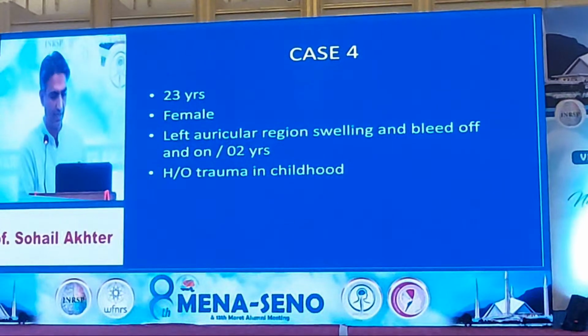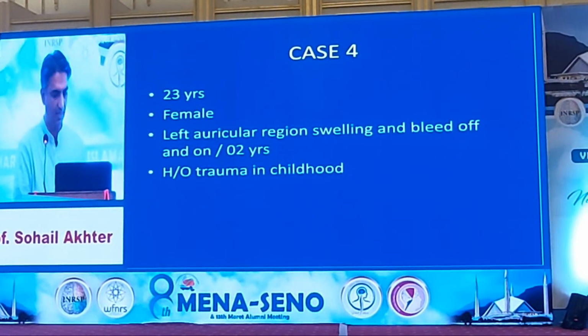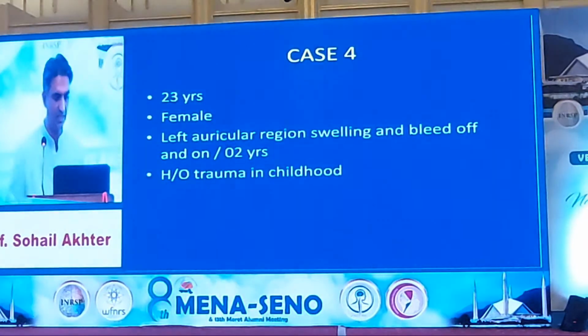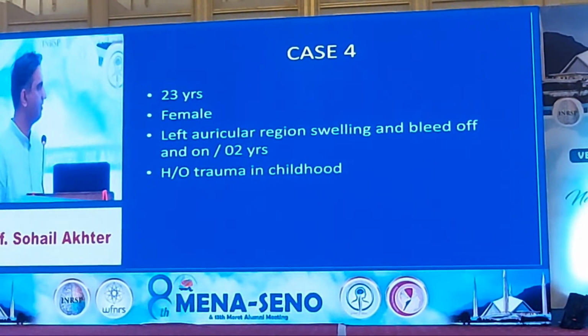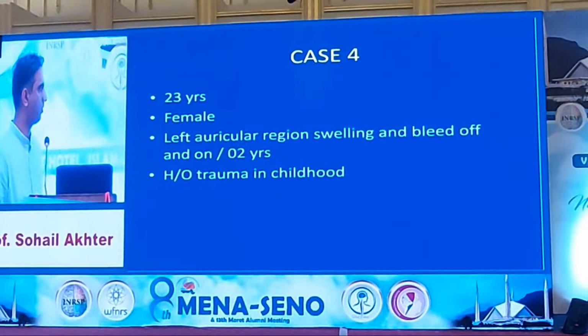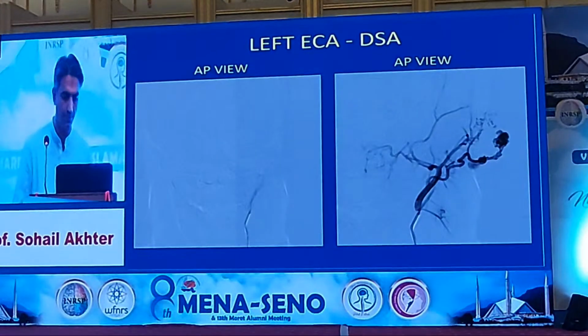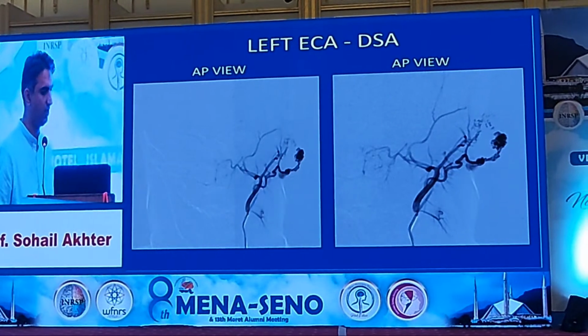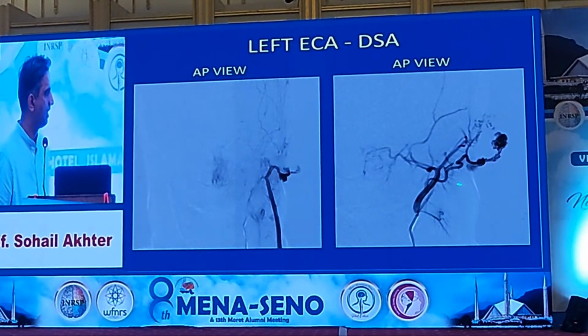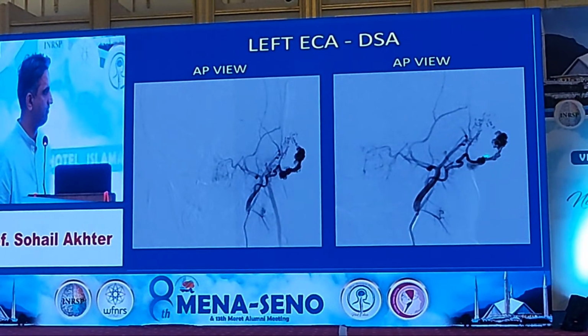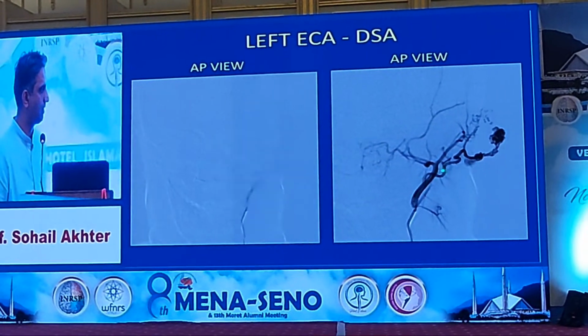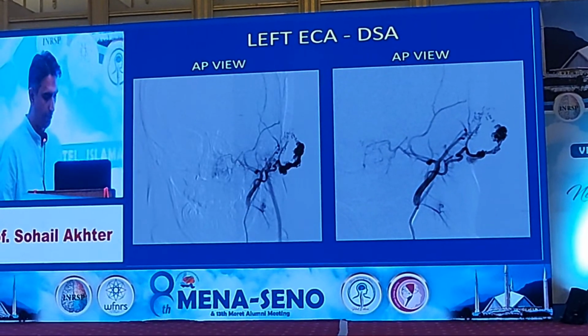Now coming to case 4, again a 23-year-old female presented with left auricular region swelling, from which she is bleeding off and on, with skin ulceration over the last 2 years. There was trauma in childhood as well. Her left PCA DSA image revealed a large auricular region AV malformation supplied predominantly by the posterior auricular artery.